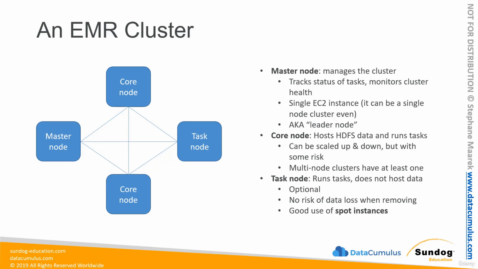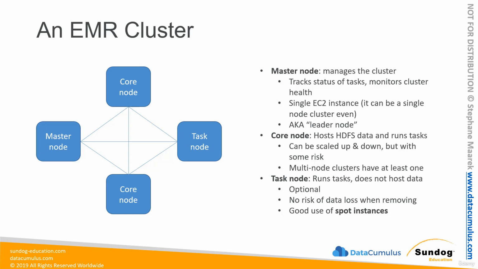So a multi-node cluster will have at least one core node. If you're going to distribute your processing, you need at least a core node. Now the third type for EMR is a task node. So this is kind of a newish thing. A task node has software components that only run tasks but do not store data in HDFS or EMRFS.